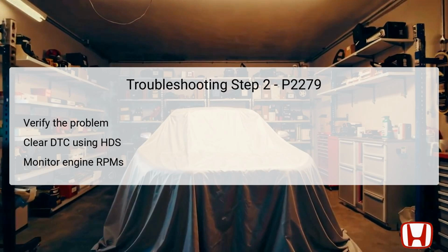Next, utilize the Honda Diagnostic System, HDS, to clear the DTC. Once cleared, it's essential to start the engine and stabilize the engine speed at 3,000 RPM without a load. This can be done with the continuously variable transmission, CVT, in the park or neutral position, or in neutral for manual transmission vehicles, until the radiator fan activates.